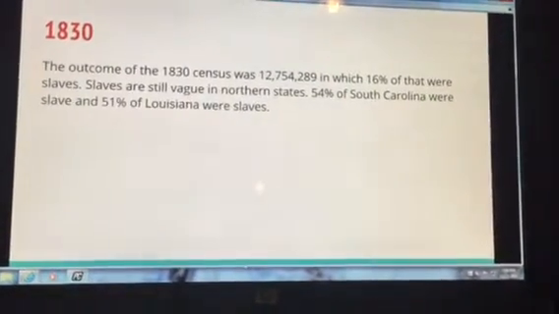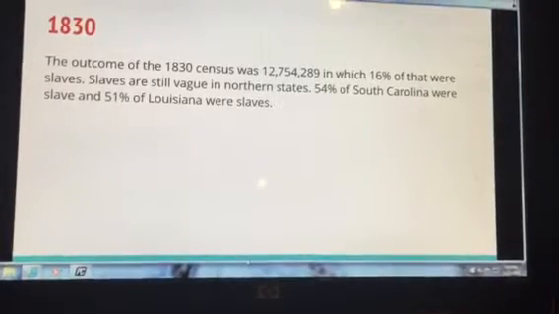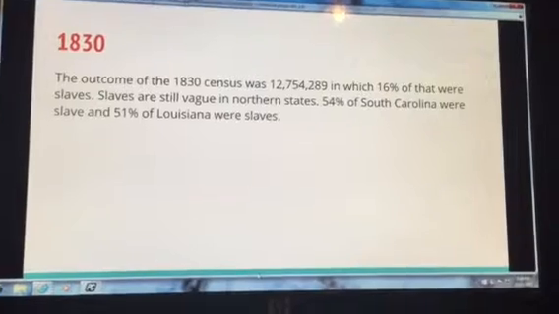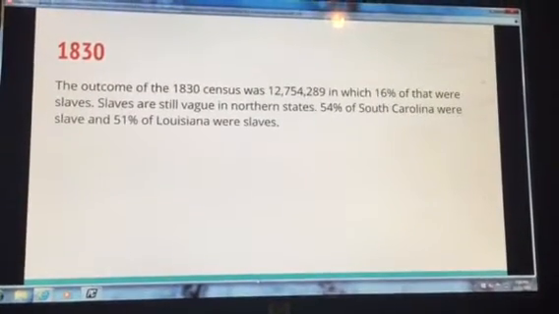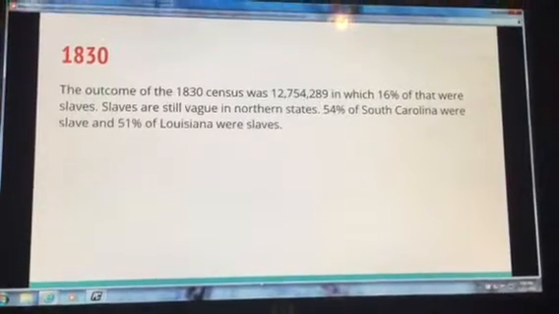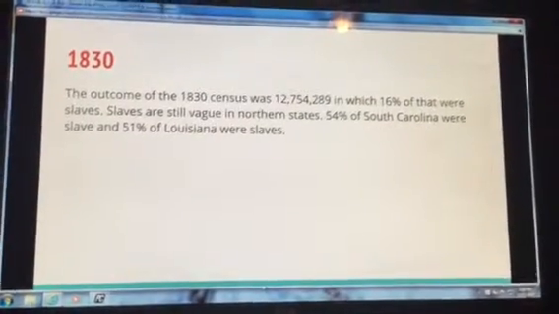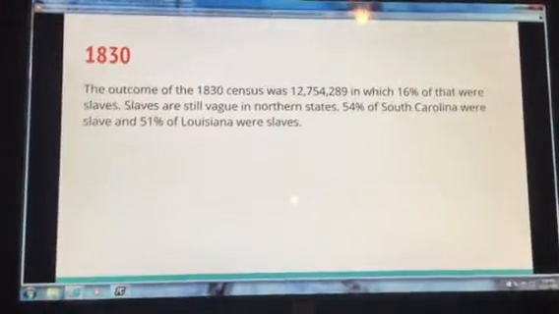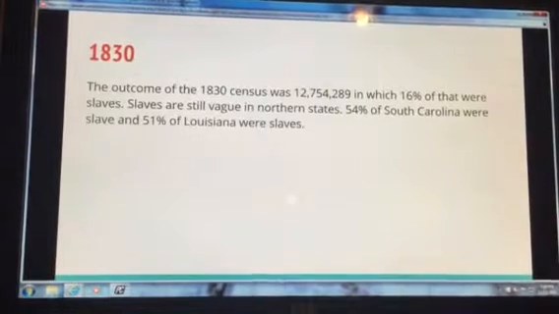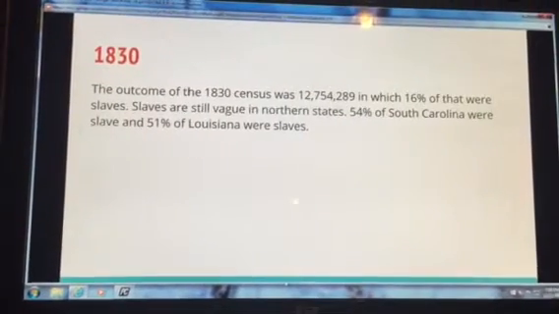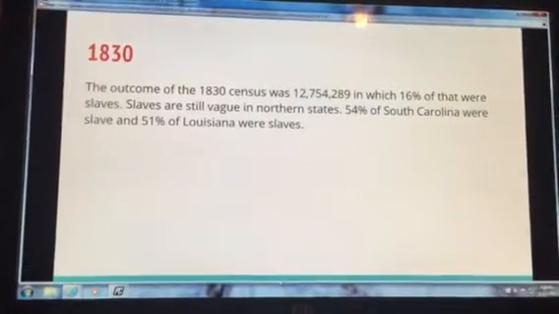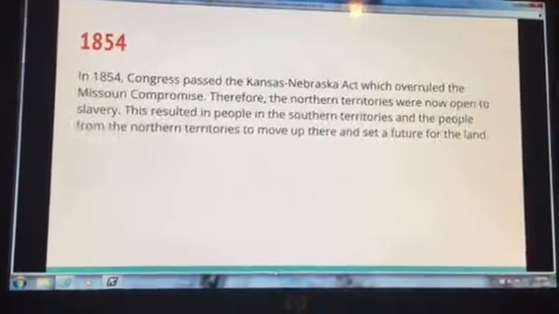In 1830, the outcome of the census was 12,754,289, in which 16% of that were slaves. Slaves were still rare in the northern states. 50% of South Carolina were slaves, and 51% of Louisiana were slaves.